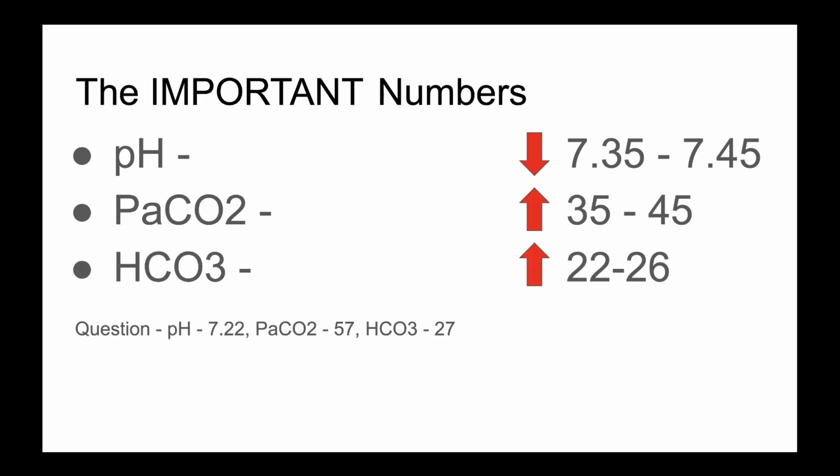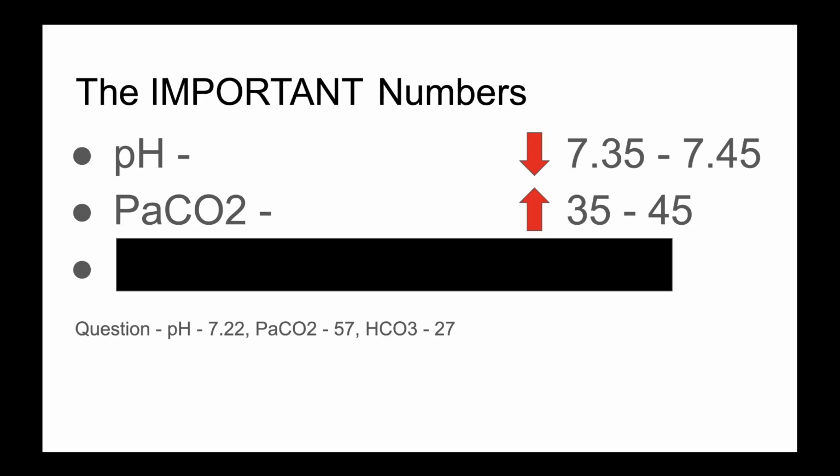Their bicarb also happens to be a little bit up, but I want you to think of it this way. Always look at the pH first and figure out if they're acidic or they're basic. Then I want you to look at the CO2. Is their CO2 opposite or going the same direction as that pH arrow?